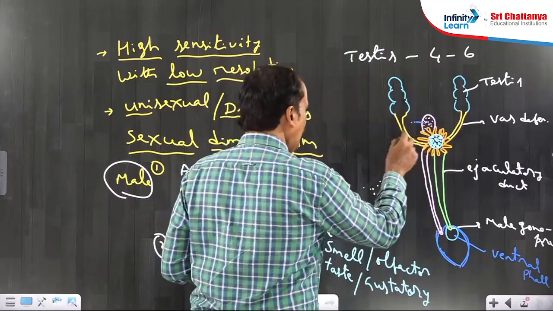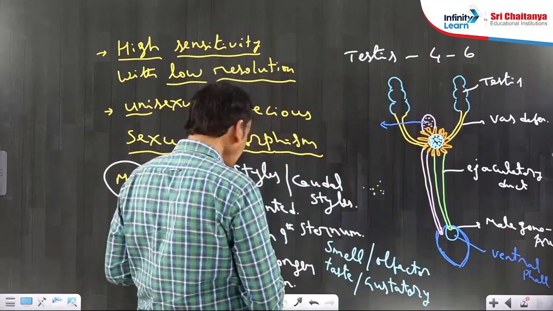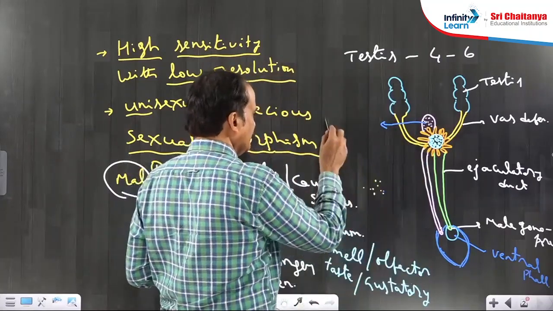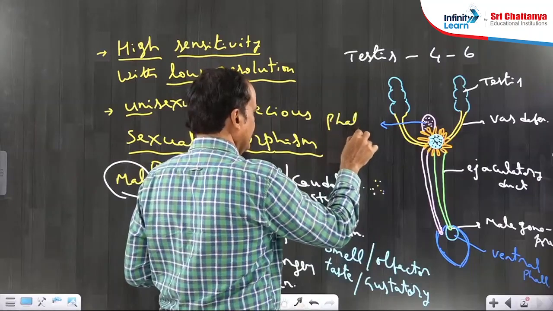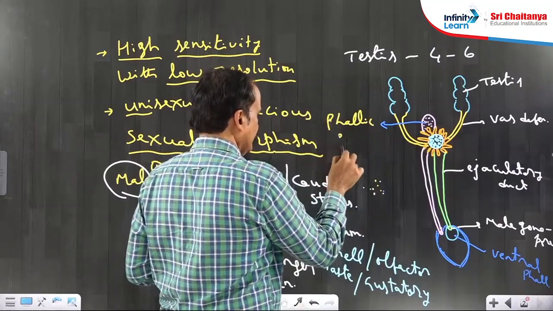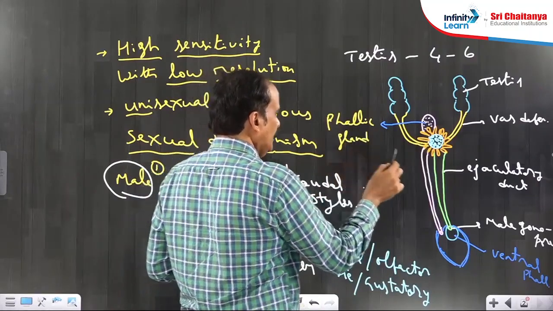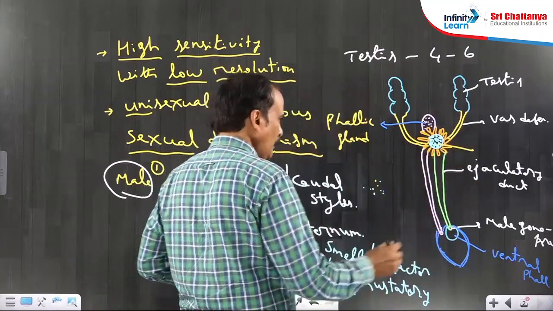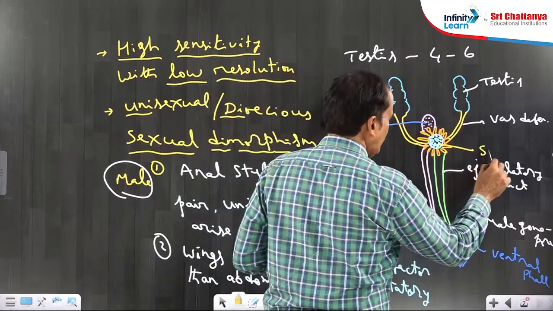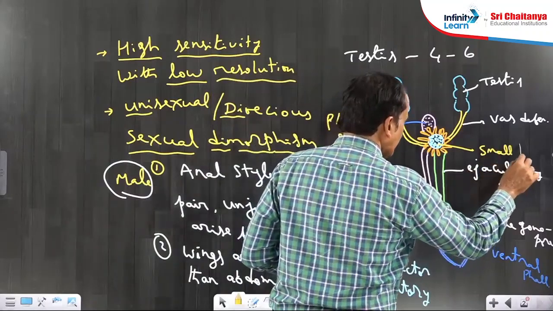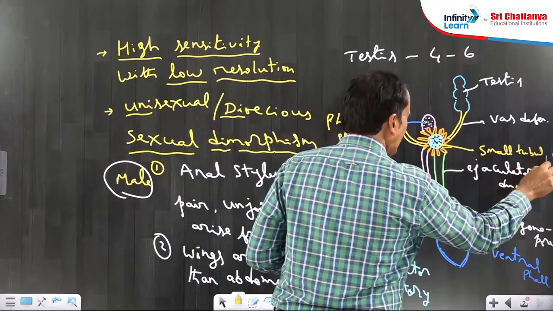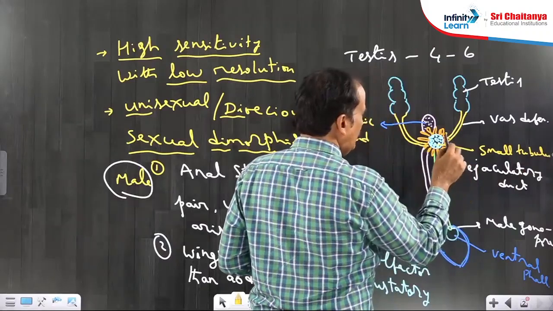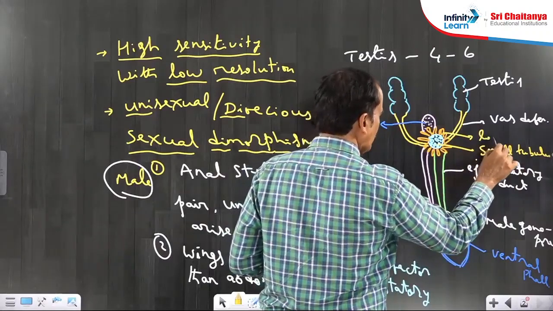So this is the gland called phallic gland, another accessory gland. And this is the gland called the mushroom shaped gland or uricose gland. This will have small tubules. The blue color I have drawn, they are small tubules. The brown color, they are long tubules.